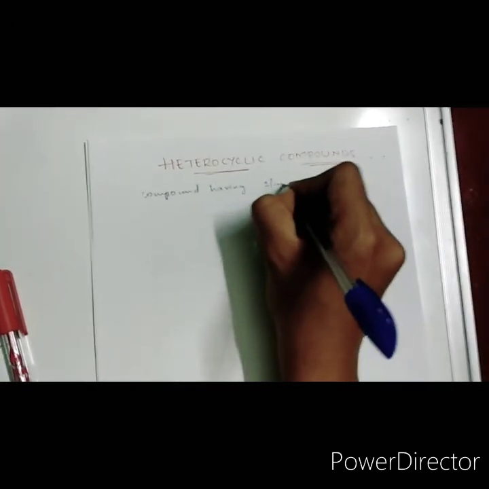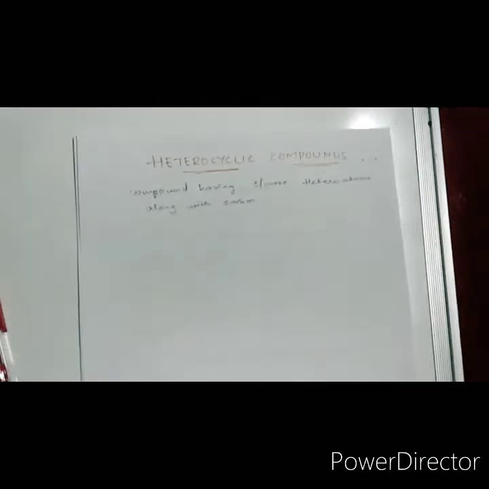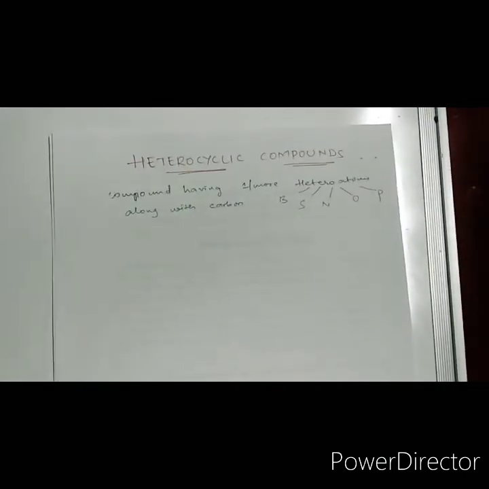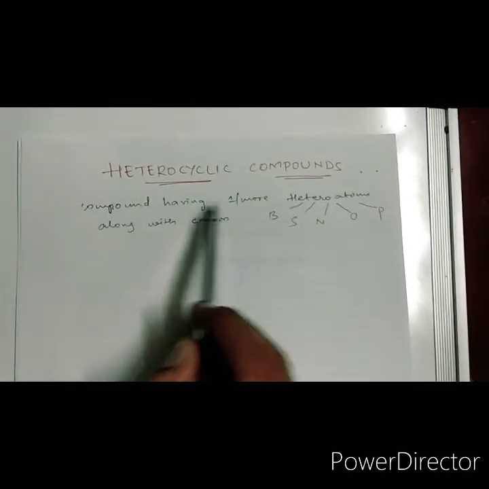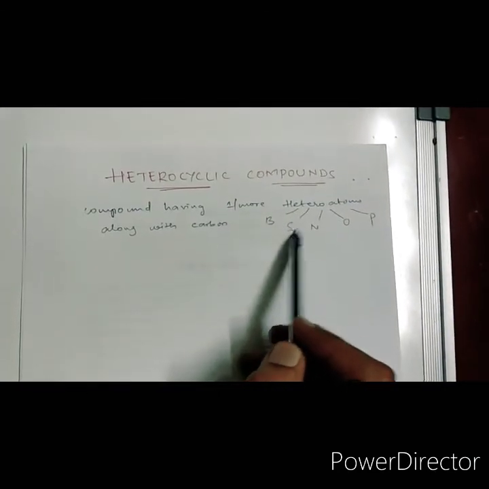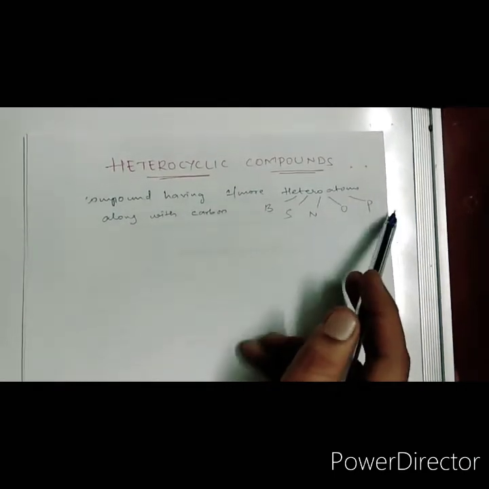So heterocycles are compounds having one or more heteroatoms along with carbon. Now these heteroatoms can be either nitrogen, oxygen, sulfur, phosphorus, boron, various n number of heteroatoms are present. So heterocyclic compounds are the compounds having one or more heteroatoms, that is boron, sulfur, nitrogen, oxygen, phosphorus, etc., along with the carbon are known as heterocyclic compounds.